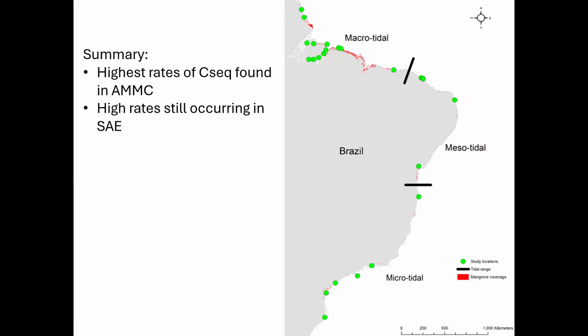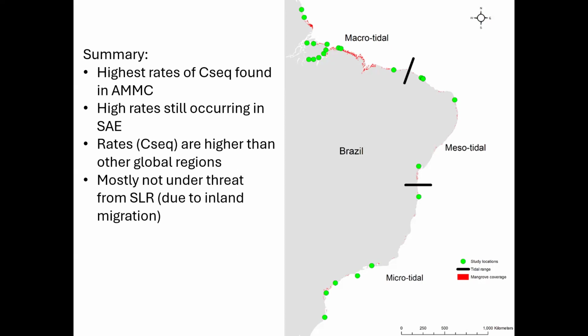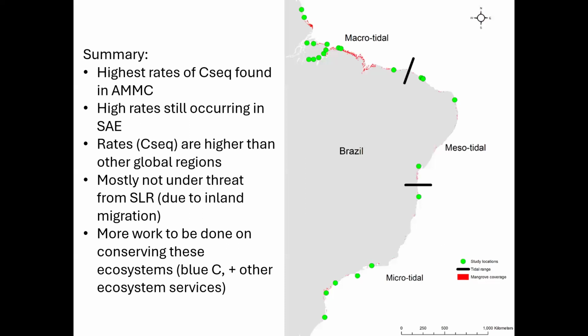High rates are still occurring in the semi-arid equatorial coast, and as we had a look at that, comparing it to kind of global averages, they were quite a bit higher. Okay, rates of carbon sequestration are higher than other global regions, mostly in Brazil. They're not under threat from sea level rise, but that's predominantly due to the fact that they can migrate inland. But where you've got hard infrastructure inland, or due to geomorphic constraints, such as you find particularly in kind of the southeast of Brazil, they're much more likely to be under threat.